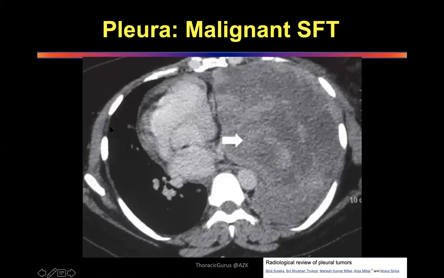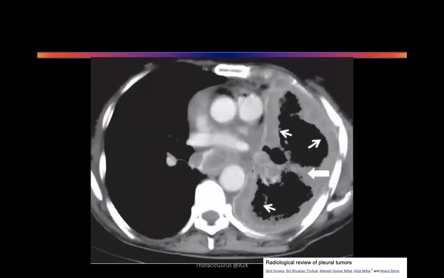Okay? But any differential diagnosis is acceptable. I am happy if you say pleuropulmonary metastases, pleuropulmonary tumors, other things. I'm very happy. But most likely it's a malignant SFT. Okay? Somebody take this quickly. Ramaswamy, come in, take this.